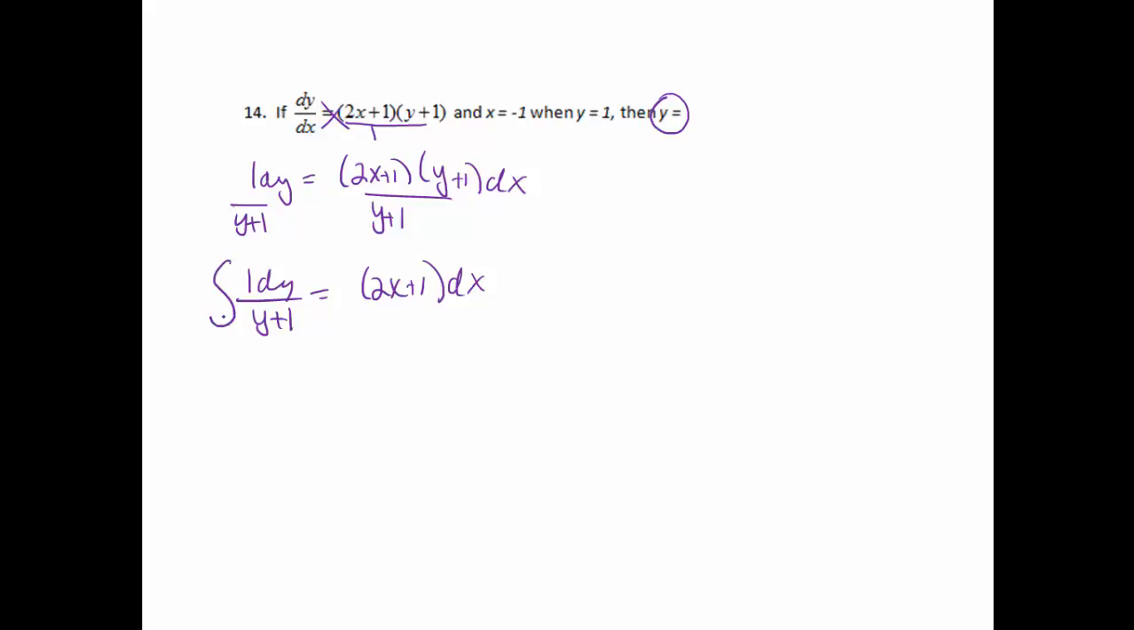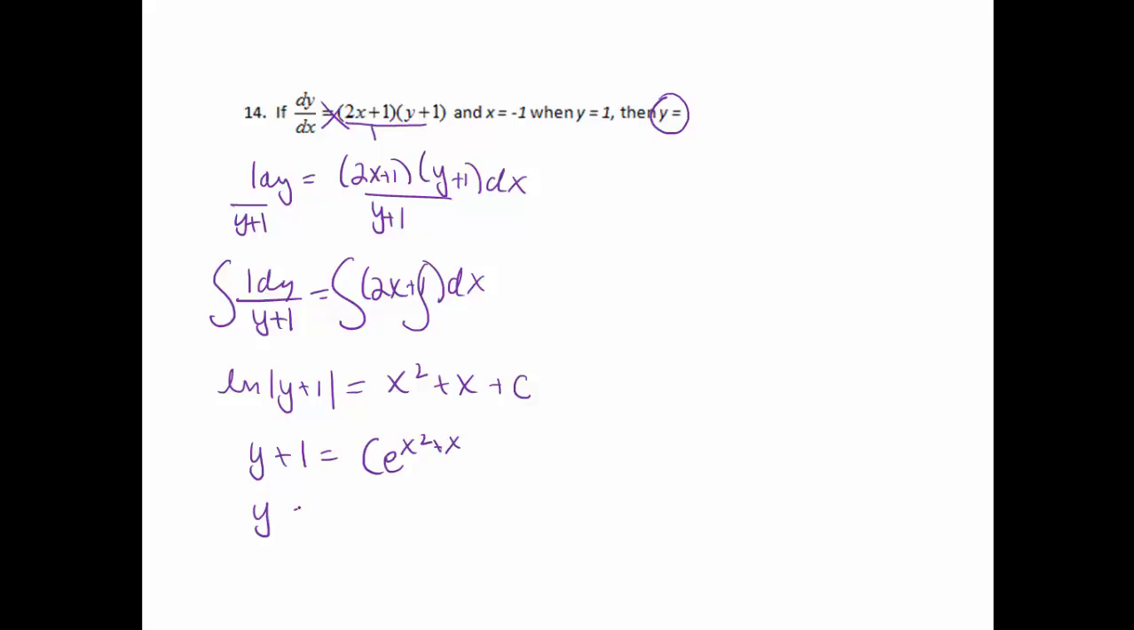Now that my variables are separated, I can take the integral of each side. The integral of the left side would be ln of y plus 1. For the right side, since there's a plus sign, we can take the integral of both parts separately. So this is going to be x squared plus x plus c. And then from here, I do want to do an exponential on both sides, and when I do that, I'm going to get y plus 1 is equal to c e to the x squared plus x. Remember, I love to bring that c out front. And then from here, I'm going to subtract 1, so I'll get y equals c e to the x squared plus x minus 1.